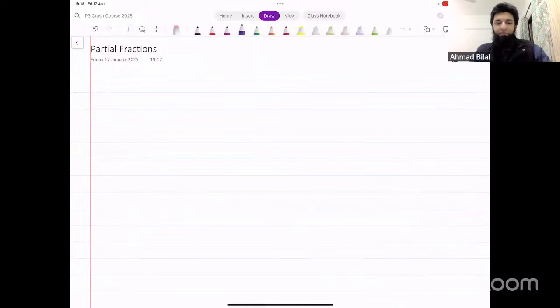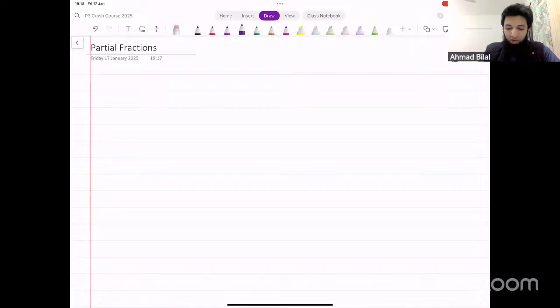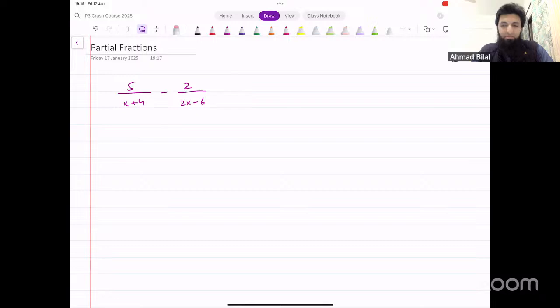Okay, now let's first of all try to understand what partial fractions mean. What exactly is it that we have to do in such problems? Let's start with something that you already know how to do. Let's say you have two fractions like this: 5 over x plus 4 minus 2 over 2x minus 6. You have these two fractions and you want to simplify them. So write them as a single fraction. Okay. How do you do this?